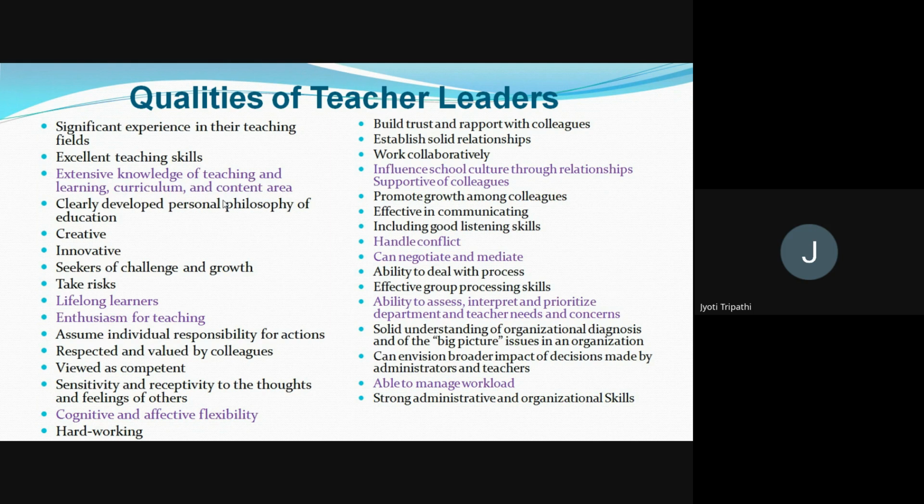They should be enthusiastic for teaching. I mentioned in the very first slide that a good teacher leader, or any kind of leader, should have knowledge and zeal for spreading that knowledge, and then determination to bring the change. So this is one of them: they need to have zeal and enthusiasm for teaching. They should be interested. They should not be disinterested.